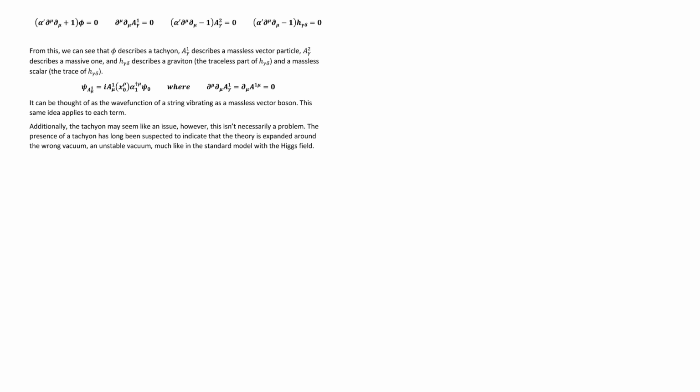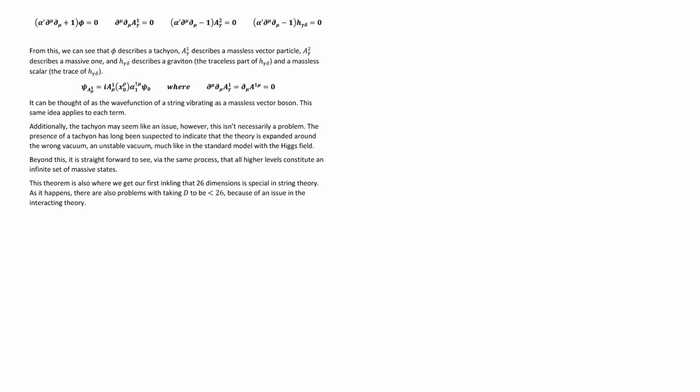The presence of a tachyon has long been suspected to indicate that the theory is expanded around the wrong vacuum, an unstable vacuum, much like in the standard model with the Higgs field. Beyond this, it's straightforward to see via the same process that all higher levels constitute an infinite set of massive states. This theorem is also where we get our first inkling that 26 dimensions is special in bosonic string theory.